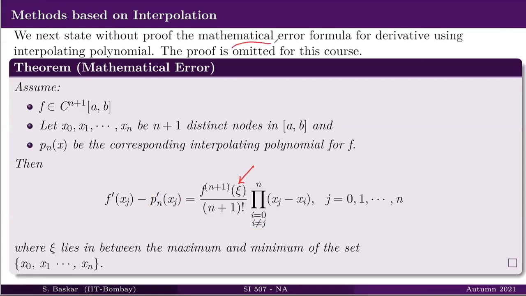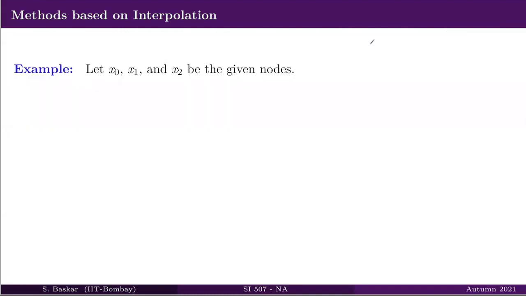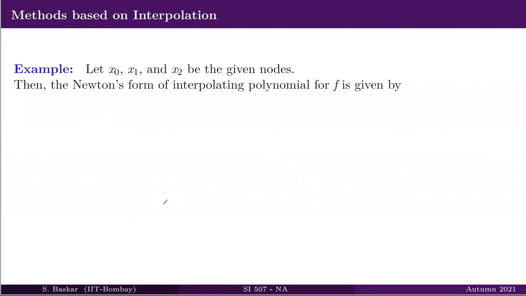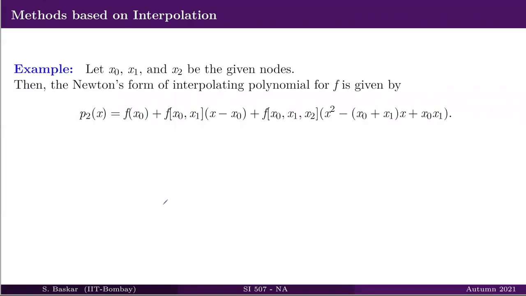It's not something new to us, but still we will omit this for our course, and we will pass on to an example where we will take 3 nodes, x0, x1, and x2, and thereby we can generate a quadratic polynomial interpolating the function f. Let us write this polynomial in the Newton's form, and it is given by this expression. You can easily check this.